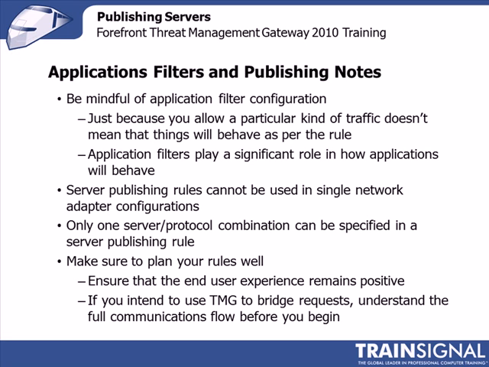Before we move on to an example, I want to make sure that you're aware of a few other things. Be mindful of your application filter configuration. Just because you allow a particular kind of traffic doesn't mean that things will behave as per the rule that you define specifically. Application filters can play a significant role in how applications will behave. If you have a configuration in which Threat Management Gateway is using a single network adapter, you can't use server publishing rules. Next up, only one server protocol combination can be specified in a server publishing rule. If you need to specify multiple servers and protocols, you'll have to use separate rules. And make sure to plan your rules well so that the end user experience remains positive.